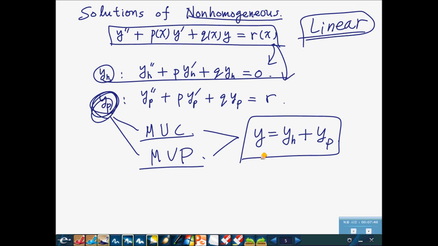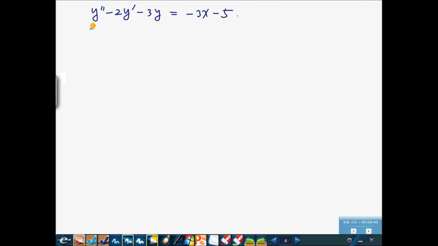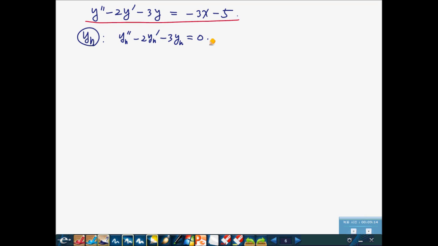Okay? And for the example, whenever you have to solve a non-homogeneous equation, you always have to get the homogeneous part first, all the time, right? Because the homogeneous is the original system within that non-homogeneous system. So you always get y_h, the homogeneous part, first. So our homogeneous part is y_h double prime minus 2 y_h prime minus 3 y_h is 0, right? We're going to solve this homogeneous equation.